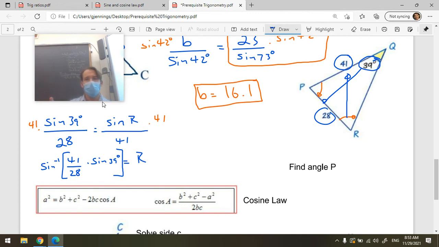So am I surprised when I get an answer of 67 degrees for angle R? I'm happy with that because it corresponds to my guess. This angle is bigger than 39. It's opening up a bigger side here. So that's congruent with my intuition about these triangles.